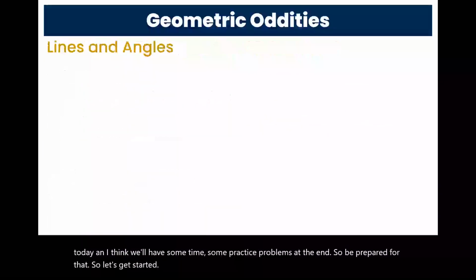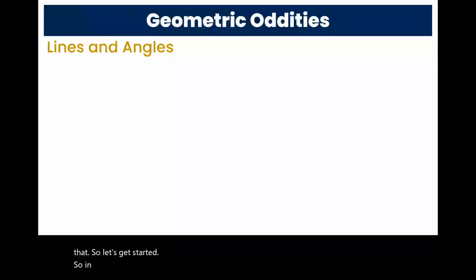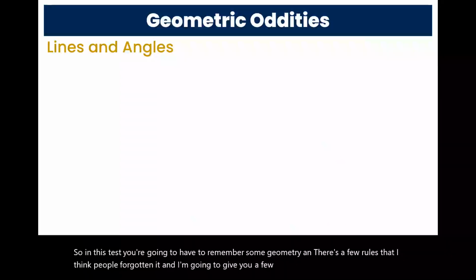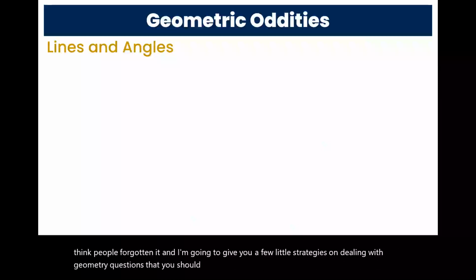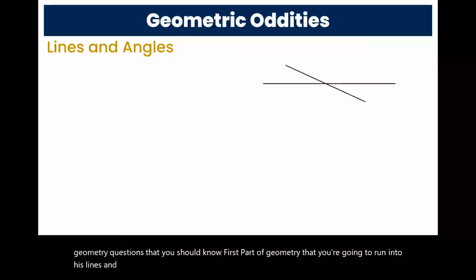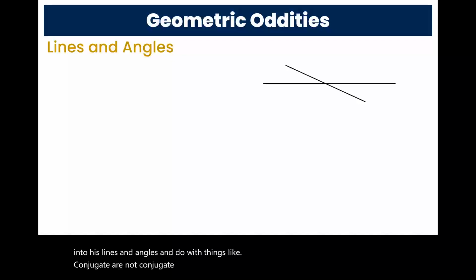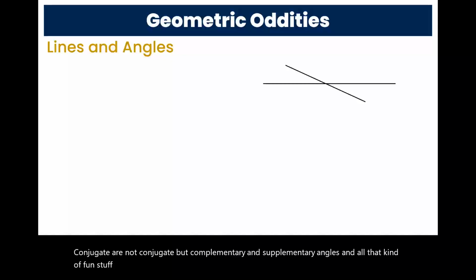So in this test, you're going to have to remember some geometry, and there's a few rules that I think people have forgotten, and I'm going to give you a few little strategies on dealing with geometry questions that you should know. First part of geometry that you're going to run into is lines and angles, and dealing with things like complementary and supplementary angles and all that kind of fun stuff. So when you've got some figure like this, we have to know some of the relationships.